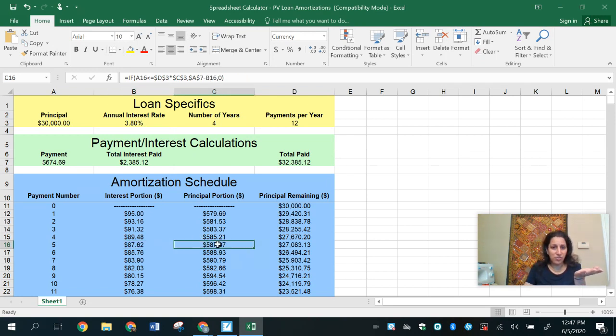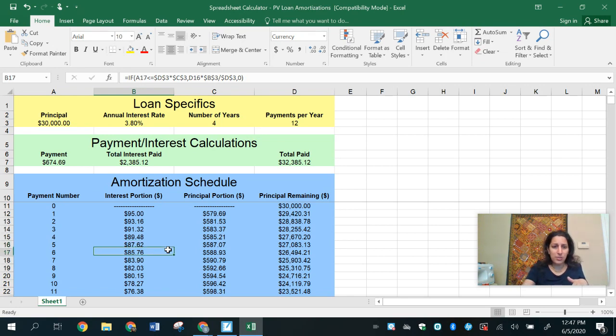Okay, so $587 of the $674 that you gave them went directly towards the car that you bought. But $87 of that $674 payment went towards interest. So that's a big gap, right? More of it's going towards your principal, which is to your benefit. That's good for you. Okay.